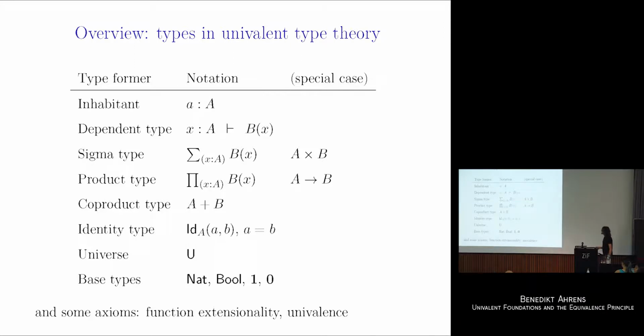And then we have the identity type and a universe that I will explain later a bit more in detail, and a few base types: natural numbers, booleans, the singleton type, and the empty type. I will also assume a few axioms in the type theory that I'm working in, namely the axiom of function extensionality and the univalence axiom that I will also explain in more detail in the following.